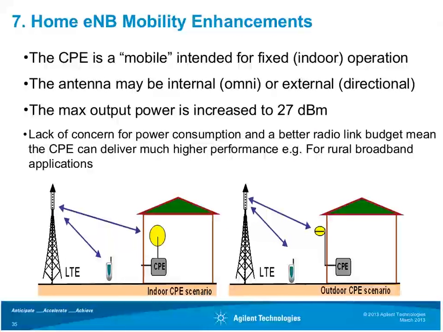Another feature here is customer premises equipment, or CPE. This refers to a UE in a fixed location, which can be either indoor or outdoor. The advantage of CPE is that it can be optimally located using a higher performance antenna. It's specified at a higher output power than a standard UE. And it can be plugged into a power source, so you don't have to worry about battery drain.